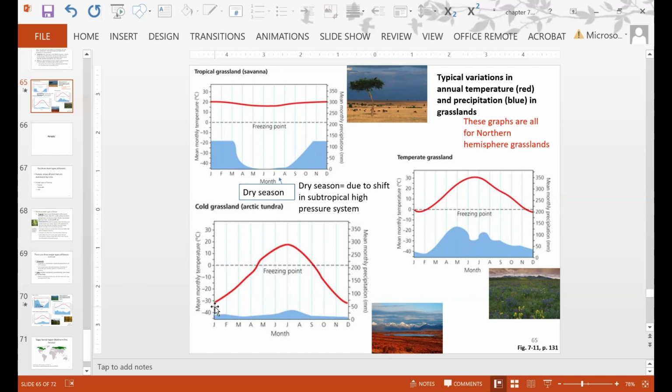And then your cold grassland is very cold in the winter, warm in the summer, and low amounts of precipitation the whole year, and even lower in October, November, December. A little bit in March, April is also low.